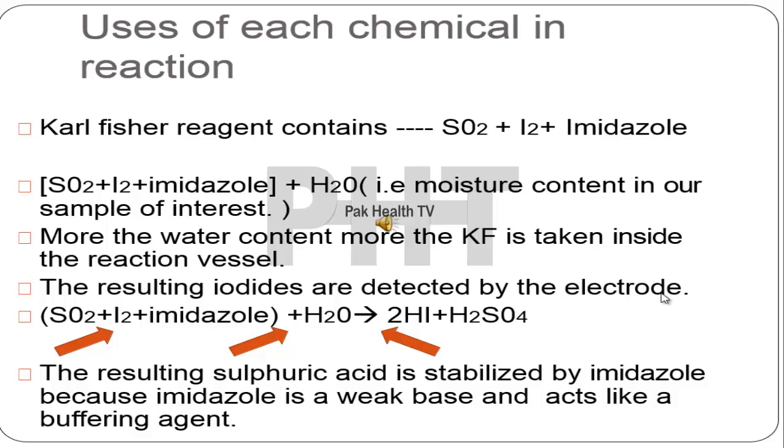Karl Fischer reagent, which is the mixture of SO2, I2, and imidazole, reacts with water present in the sample and forms hydrogen iodide and sulfuric acid. The resulting sulfuric acid is stabilized by imidazole because imidazole is a weak base and acts like a buffering agent.